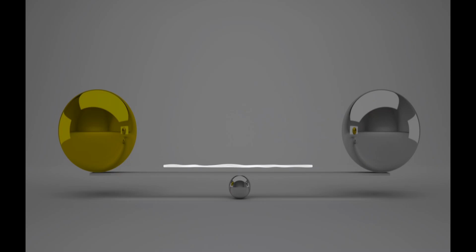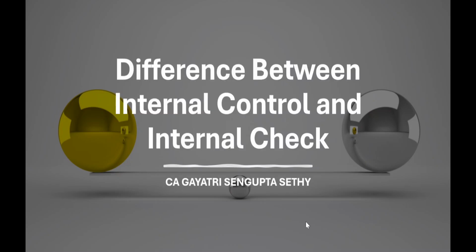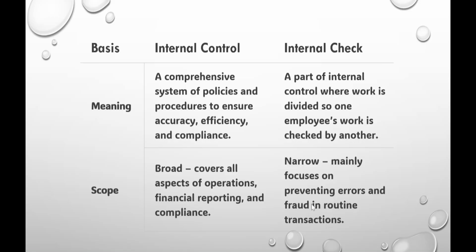That is the difference between internal control and internal check in audit. Let's do it in a very nice manner. So, internal control: first we'll know the meaning. What is the meaning? A comprehensive system of policies and procedures to ensure accuracy, efficiency and compliance. So internal control is a comprehensive system of policies and procedures, which decide whether accuracy, efficiency and compliance have been achieved or not.